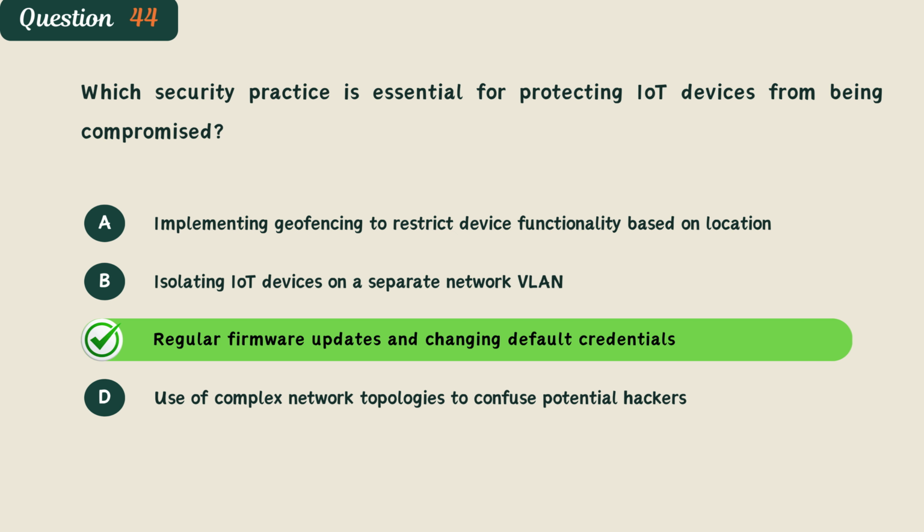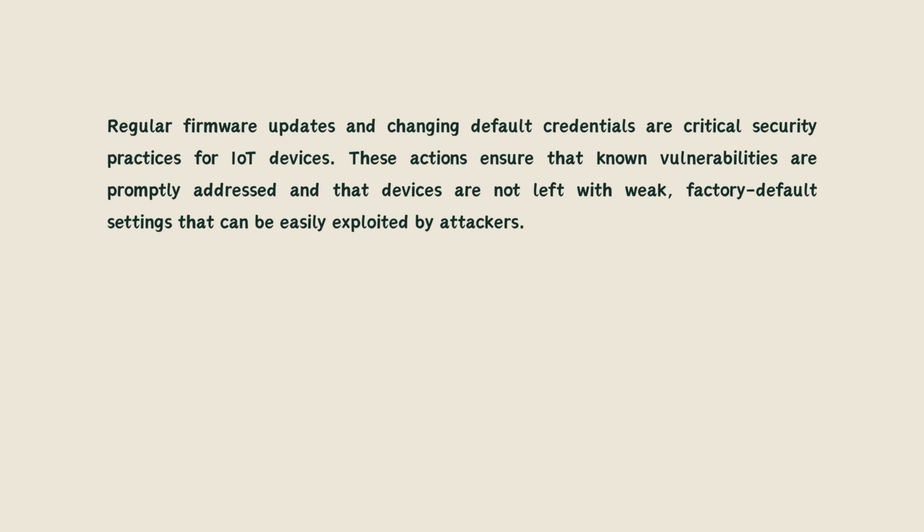Correct answer C. Regular firmware updates and changing default credentials. Regular firmware updates and changing default credentials are critical security practices for IoT devices. These actions ensure that known vulnerabilities are promptly addressed and that devices are not left with weak, factory default settings that can be easily exploited by attackers.